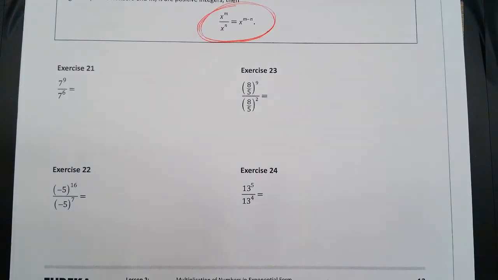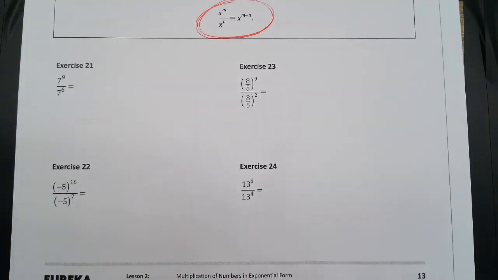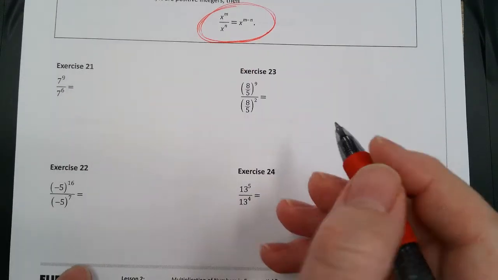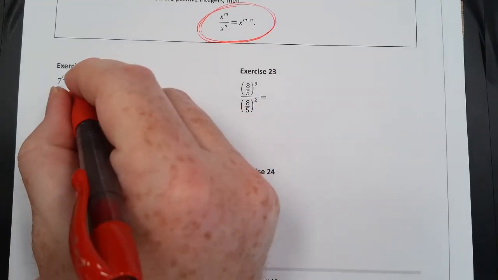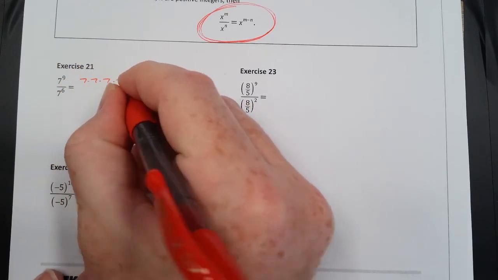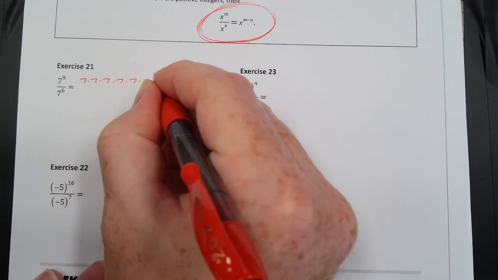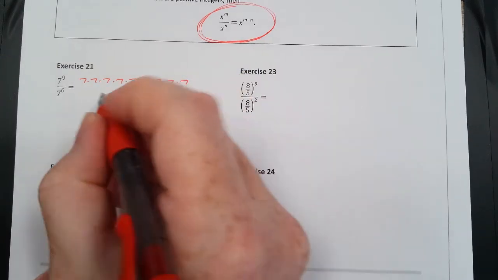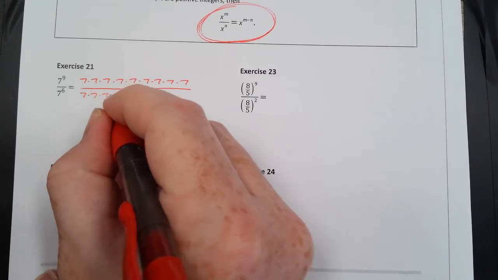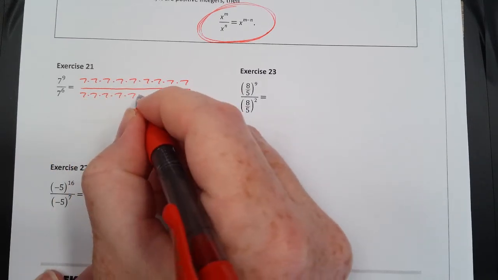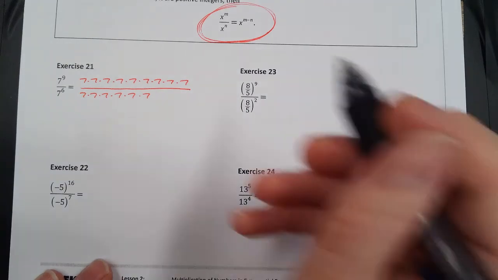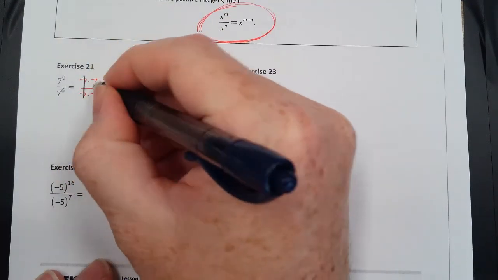Let's look at exercise 21. Exercise 21, 7 to the 9th divided by 7 to the 6th. Now remember, you can stretch this out if you want. 7, and you put 9 sevens in the numerator, and you can put 6 sevens in the denominator because you're stretching out the exponent. And then you could turn them into 1. 7 divided by 7 is 1.